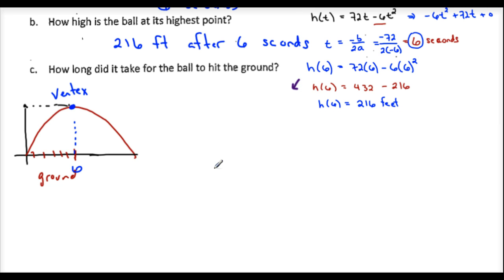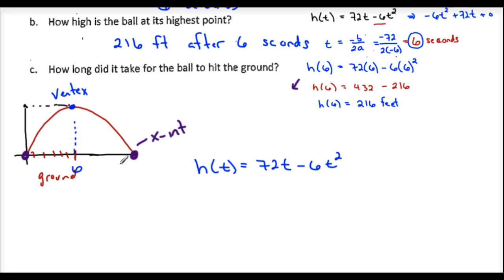So what am I asking for? What is it looking for here? It's asking for when it hits the ground. It hits the ground here and here. What is that in comparison to the graph? These are the x-intercepts. Here's my equation. I've got h of t equals 72t minus 6t squared. If I'm looking for an x-intercept, what must I do to this equation? Factor it. Before we factor it, you can change it to y equals, or you can leave it as h of t.